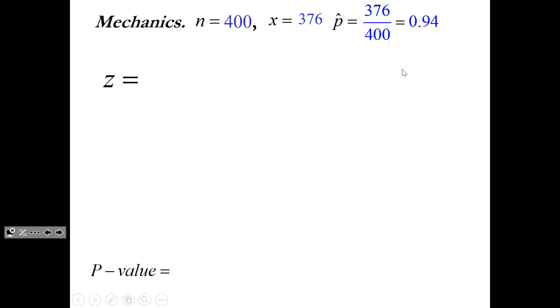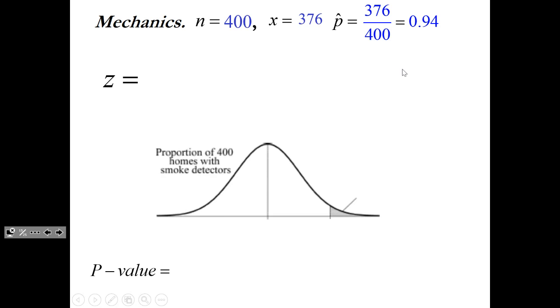Now I have to find my test statistic. My test statistic is my p-hat minus the null hypothesis value, divided by the standard error of the null. And of course, draw, label, and shade. 0.9, the mean is the mean is the mean. This comes from the null hypothesis because we're saying how rare was our result if the null were true. And if the null were true, we'd be using that for the mean of our sampling distribution.